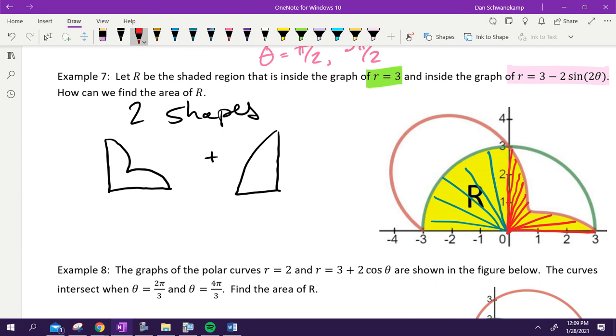The first area, the first shape, what is the equation that I'm touching? What is the line that I'm touching there? 3 minus 2 sine 2 theta. So you would want to find the area of that shape. We don't know how to do that yet, but in calculus we would. From when to when do I want to find the area of that shape? 0 to pi over 2. Because pi over 2 would be, yep, right there at the top. So I would find the area of that equation from 0 to pi over 2.